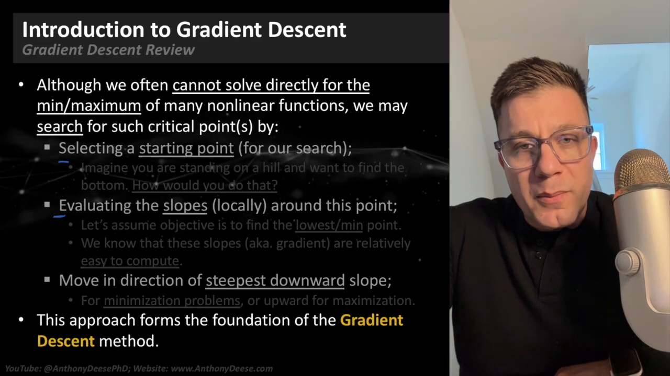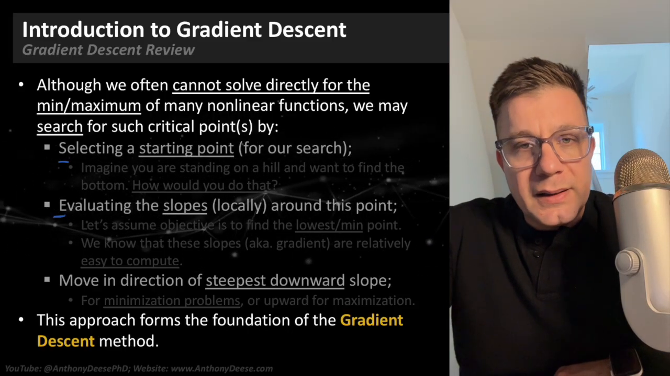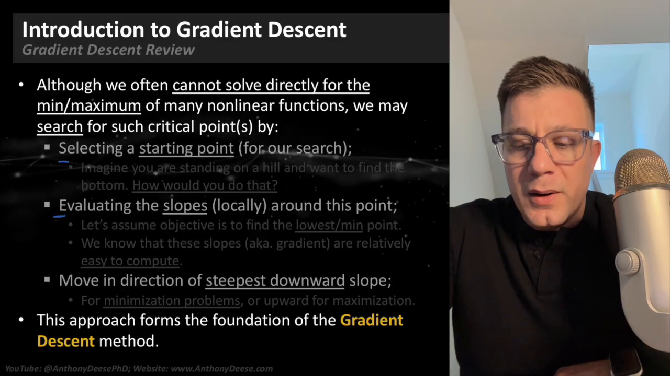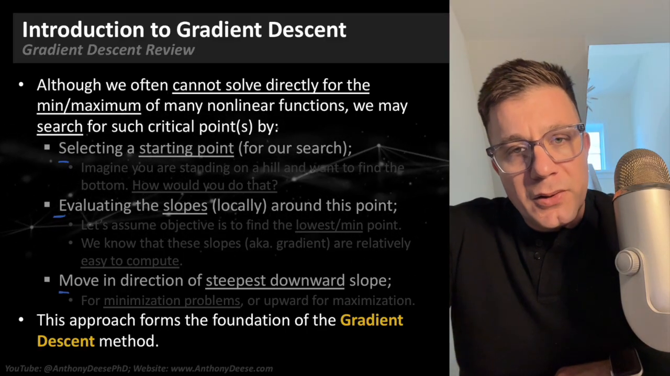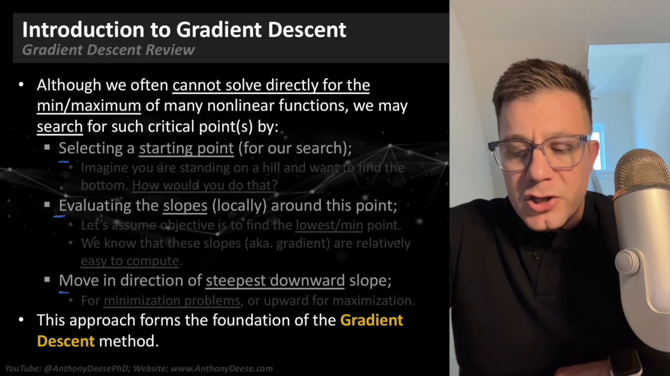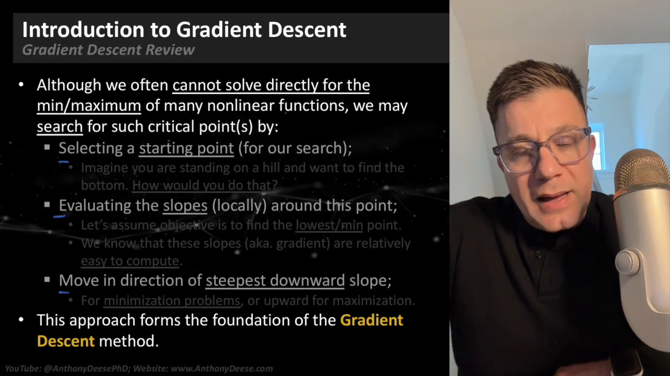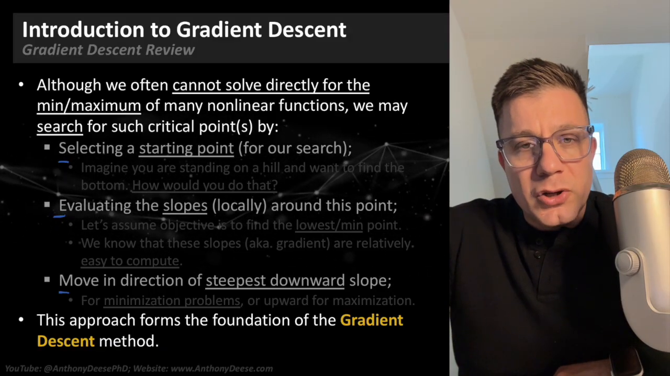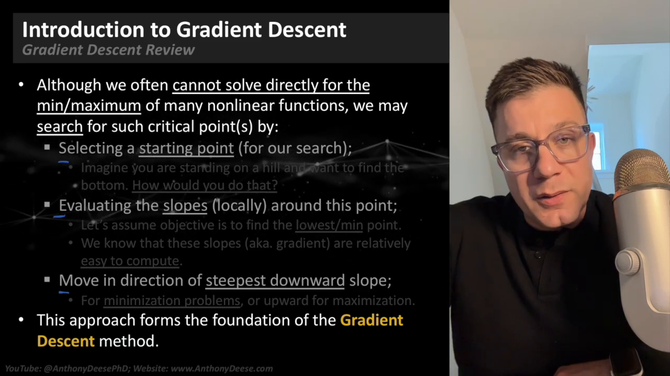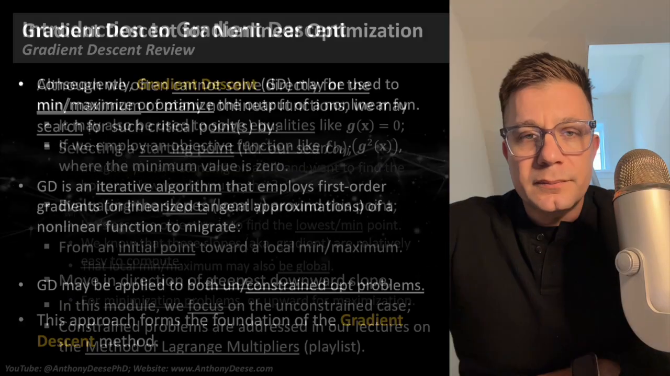Now, with regard to a mathematical implementation, fortunately, we know that these slopes, this gradient, is relatively straightforward to compute. Once we've evaluated the gradient, we would take a step in the direction of the steepest downward slope. For minimization, at least. If we're talking about maximization, then we would take a step in the direction of the steepest upward slope. We would then repeat these last 2 steps until we reach a point at which no slope leads further downward. All the slopes are either flat or ascending. And this approach that we just described forms the foundation of the gradient descent method.